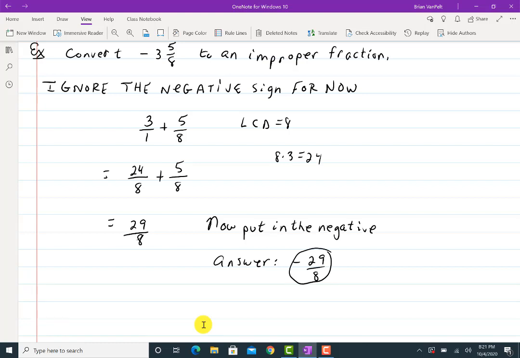Be careful. A lot of students make a mistake, especially this part here: if you keep the negative attached to the 3, when you add them together, it's going to mess it up completely. So do not use this. This warning is important. Ignore the negative sign until the end of the problem. That's when we're converting between mixed numbers and back again.